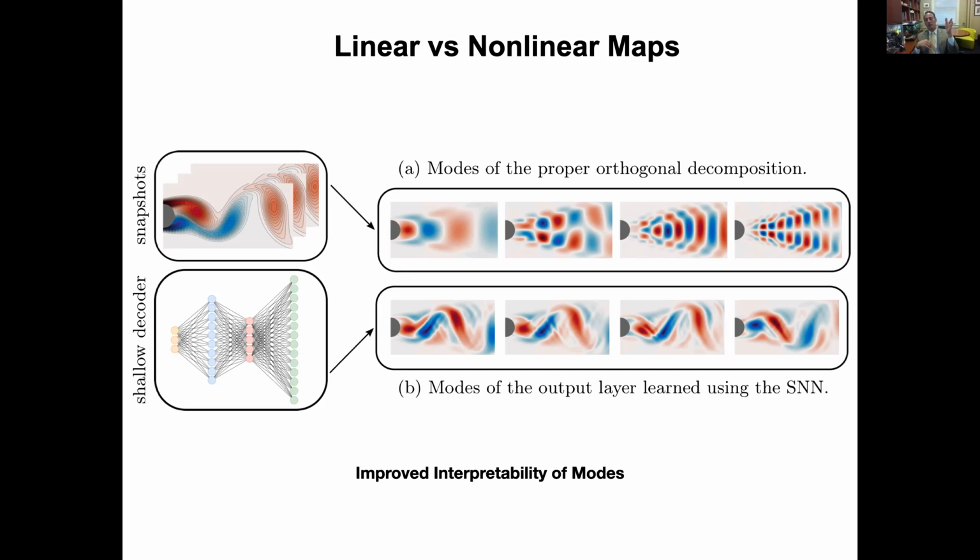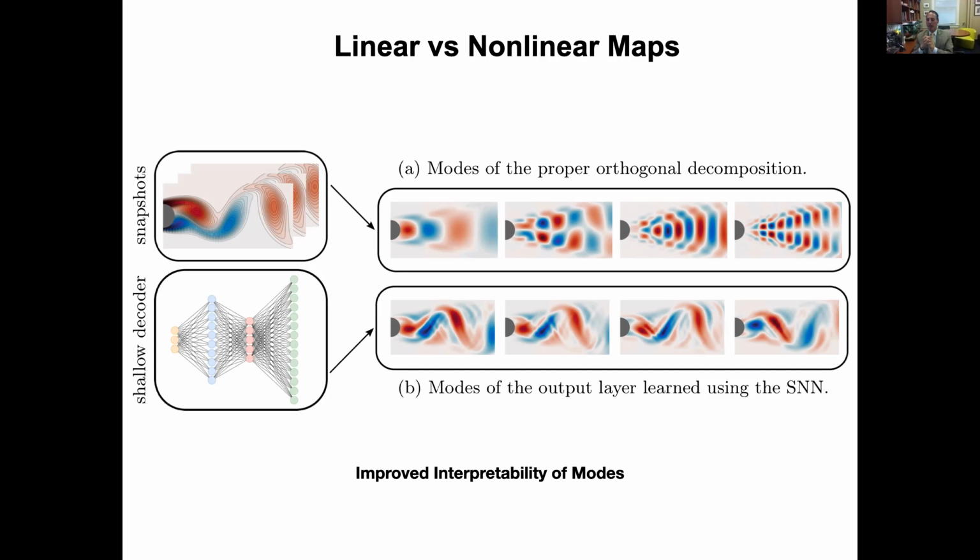However, if you take the decoder structure and you learn the mapping and you say, what do the modes of the decoder look like? They look like what they are in the bottom there. This is the nonlinear modes that you would learn from this.